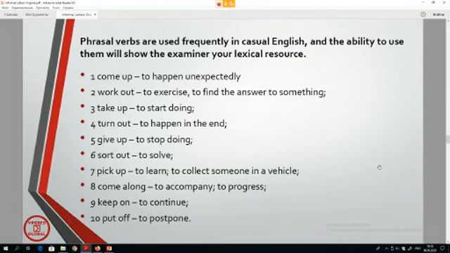So, for example, to come up is just the same as to happen unexpectedly. To work out is just the same as to exercise, to find the answer to something. These are the explanations to all these phrasal verbs. Take up, to start doing. Turn out, to happen in the end. Give up, to stop doing. Sort out, to solve. Pick up, to learn, to collect someone in a vehicle. Come along, to accompany or to progress. Keep on, carry on, go on, to continue. Quite a lot of phrasal verbs can be added to this list.